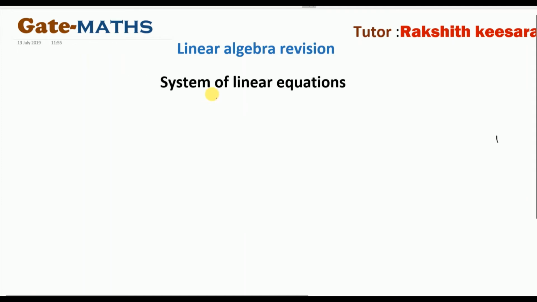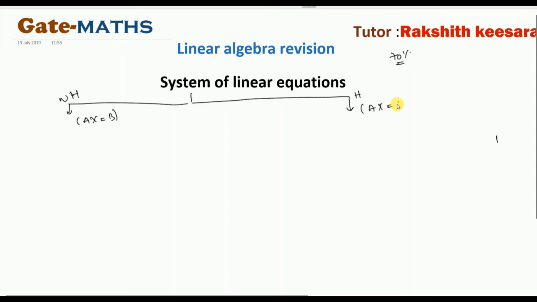And the most important topic in linear algebra is system of linear equations. 70% of the questions will be framed from this topic. See, in this you will have two types. One is non-homogeneous equations. Second one is homogeneous equations. The equations of the type Ax equal to B are called non-homogeneous. The equations of the type Ax equal to 0 are called homogeneous equations.